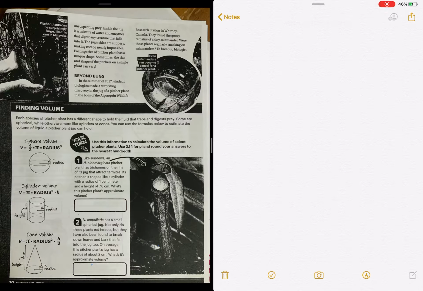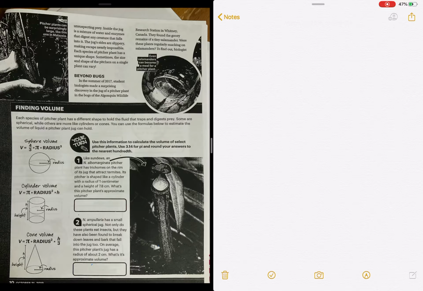Each species of pitcher plant has a different shape to hold the fluid that traps and digests prey. Some are spherical, while others are more like cylinders or cones. You can use the formulas below to estimate the volume of a liquid a pitcher plant jug can hold. So we're going to use this information to calculate the volume of select pitcher plants. Use 3.14 for pi and round your answers to the nearest hundredth.